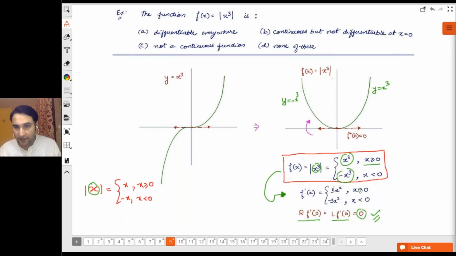When x is greater than 0, then f dash 0 is 0. When x is less than 0, then f dash 0 is also 0. Okay? But we could see, you no need to do it like that. You can do it graphically as well. Cool? So this was an important concept that I wanted to teach.